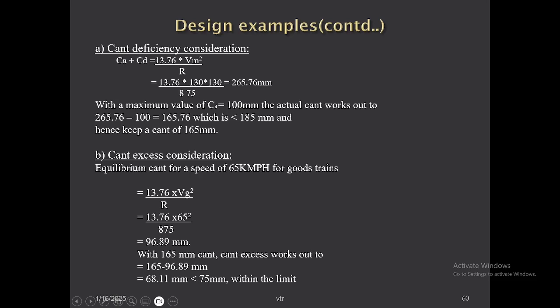Then coming to the cant excess consideration, here we have to use the goods train speed, because in the earlier case, cant deficiency, we normally use the section speed, the fastest train speed. But for cant excess we have to use the goods train speed. So considering the goods train speed, the equilibrium cant required is 96.89. But the actual cant we are providing is 165 mm.